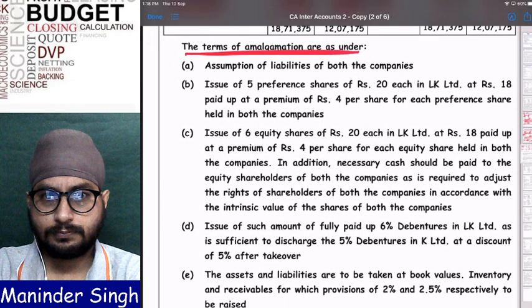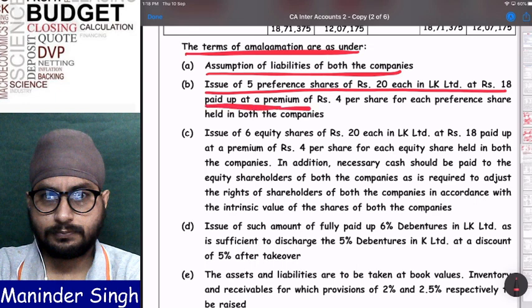The terms and conditions of amalgamation are as follows. Assumption of liabilities of both the companies. I am taking the liabilities of both the companies, merging them and creating a new company. Issue of 5% preference shares of 20 each in LK Limited at rupees 15 paid up at a premium of 4. So a 20 rupee share I am giving you for 22 rupees at premium, for each preference share held in both the companies. Clear? Next.